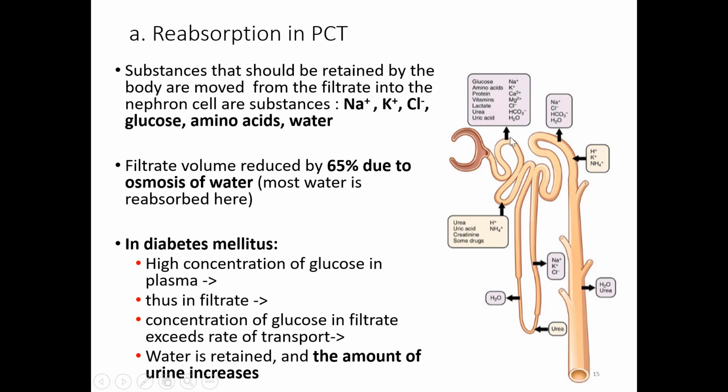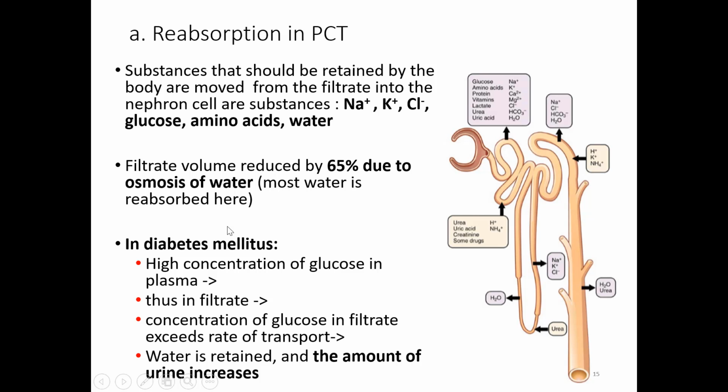Now a little bit more detail about what happens right here, in what is called the proximal convoluted tubule. The substances that will be reabsorbed, retained by the body, are sodium, potassium, chloride, glucose, amino acids, and water. About 65% of water will be reabsorbed here by osmosis.